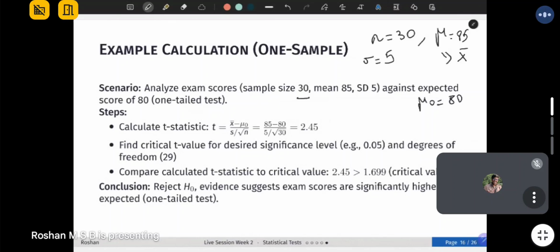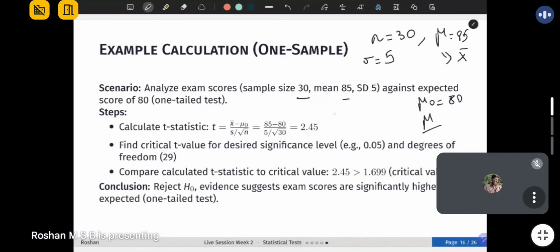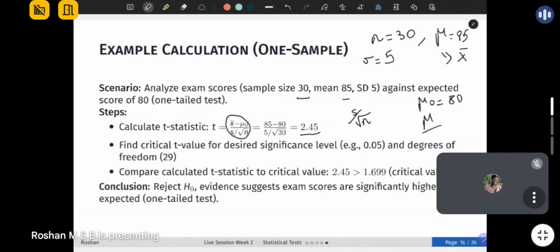It's not the observed mean, it's the population mean. 85 is your sample mean. And first you calculate the t statistic, which is given by this formula. What is s by root n, or sigma by root n? It's the standard error of the mean. You calculate the t statistic. Then you find the critical value.